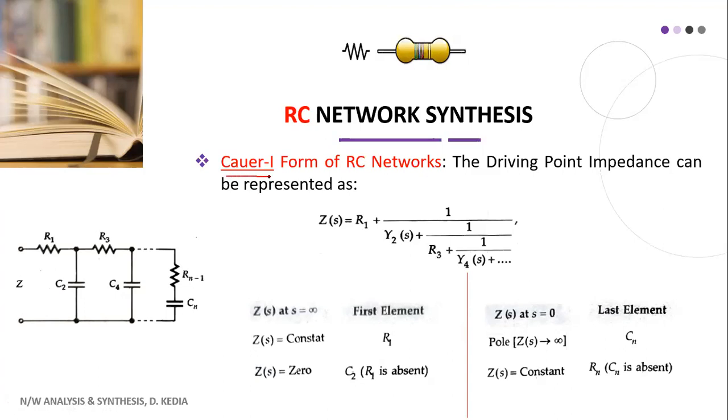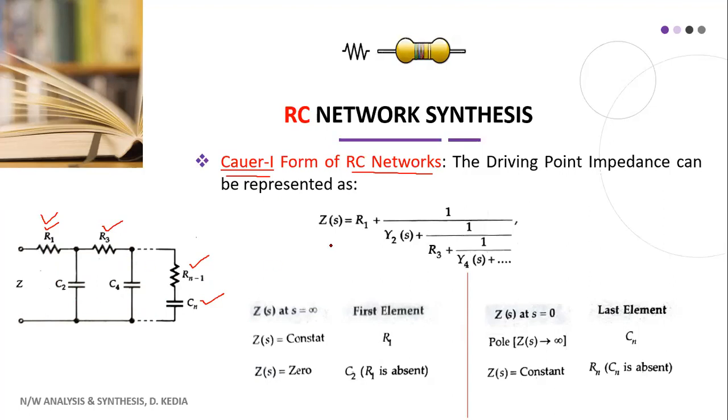This is our Cauer 1 form of RC network. Here you can see that your inductors are replaced with resistances. So we have R1, then C2, R3, C4, and this is Rn minus 1, and this is your Cn. These are our last elements. This is your first element, and these are your intermediate elements. As I told you yesterday also, in case of Cauer representation, we have a ladder type of network. You can again see here that we have a ladder type of network in your RC Cauer form representation.